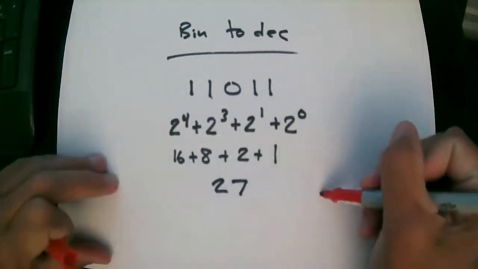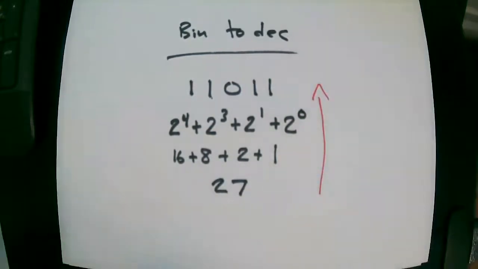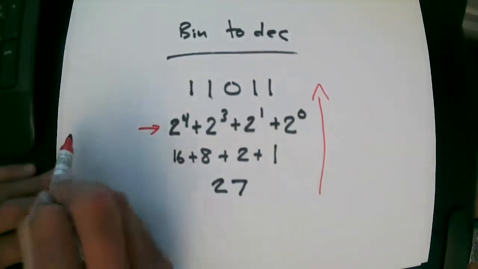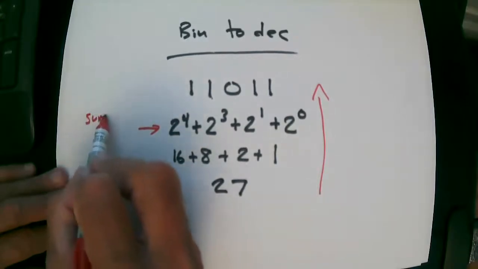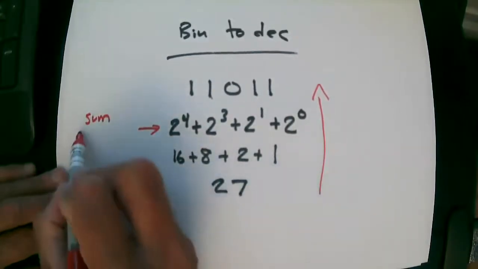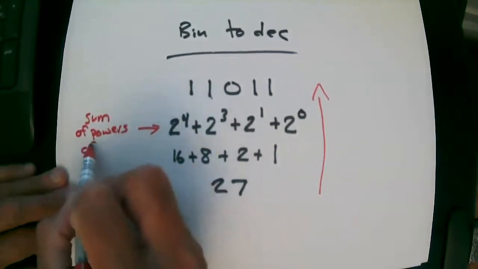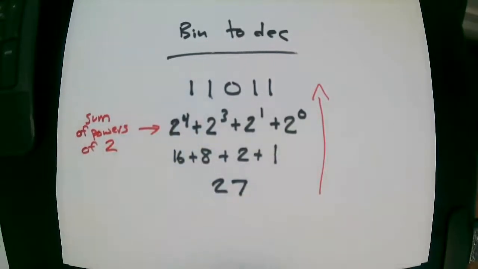So now we need to think about reversing the process. And when I say reversing the process, I'm really looking at how can I get to this step. What I'm looking at is how can I take this number 27 and express it as a sum of powers of 2. Okay, so let's do it. Let's try one. We'll try the number 57. Okay, so this will be the example.